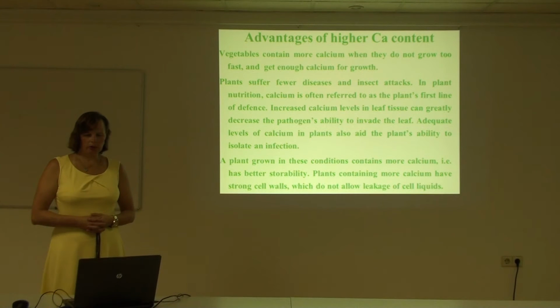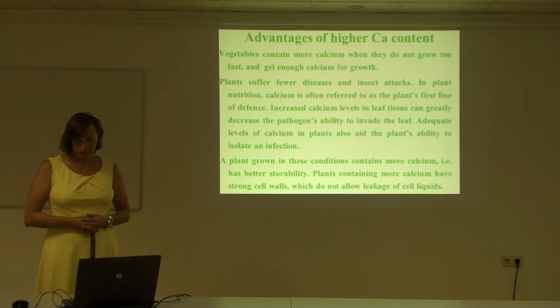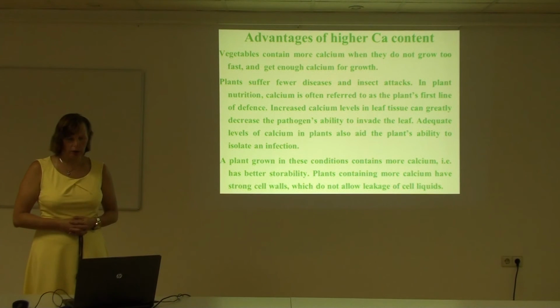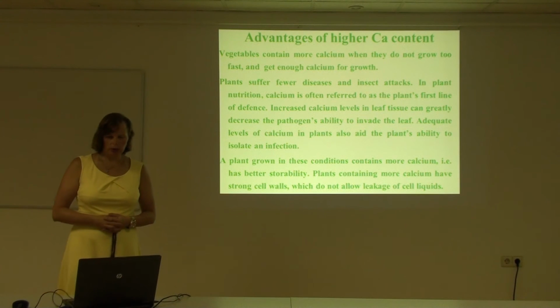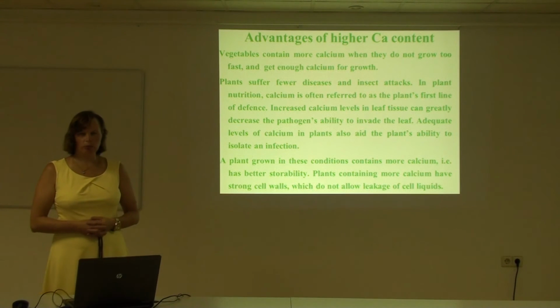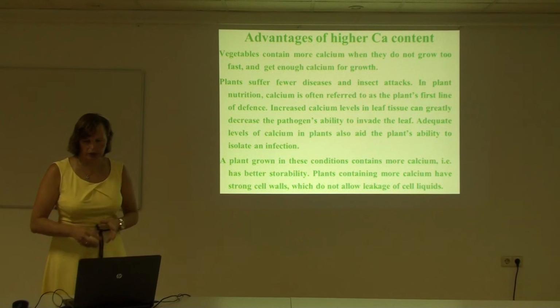Adequate levels of calcium in plants also aid the plant's ability to isolate an infection. A plant grown in these conditions contains more calcium and has better storability. Plants containing more calcium have stronger cell walls, which do not allow leakage of cell liquids.